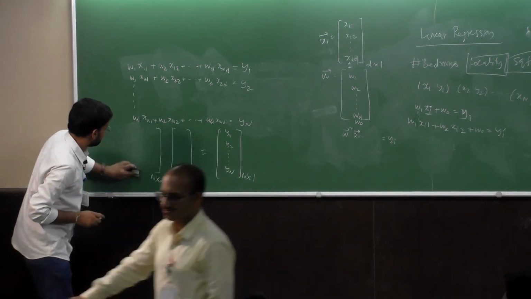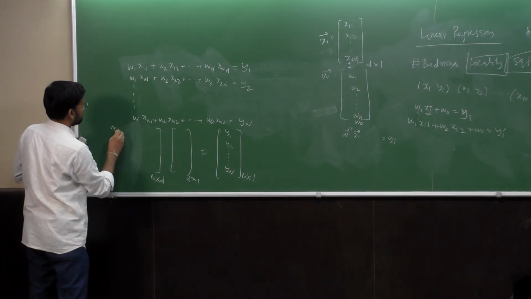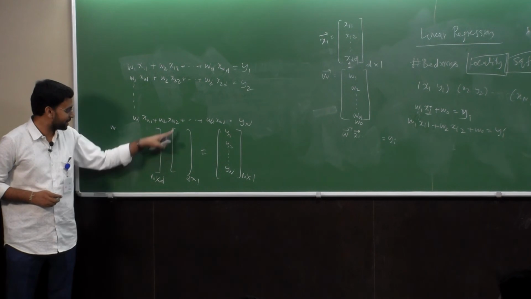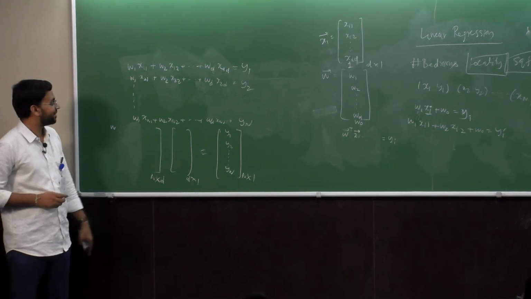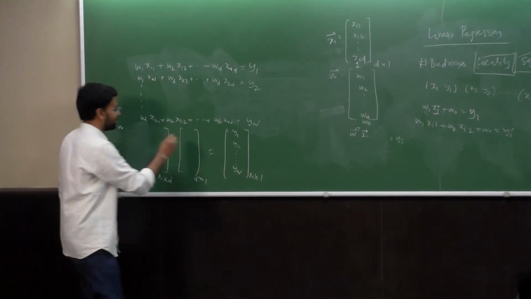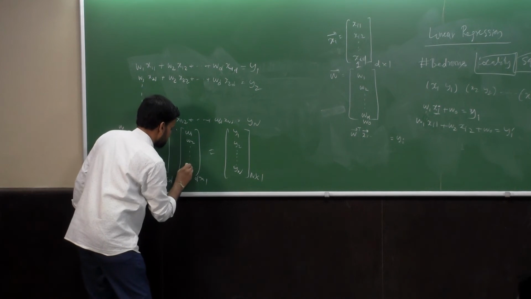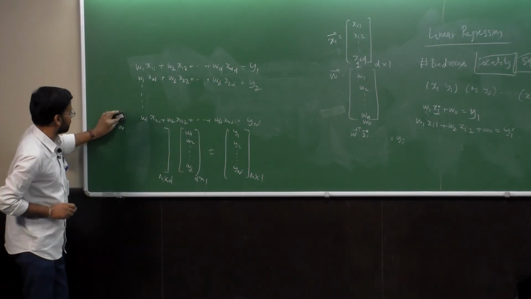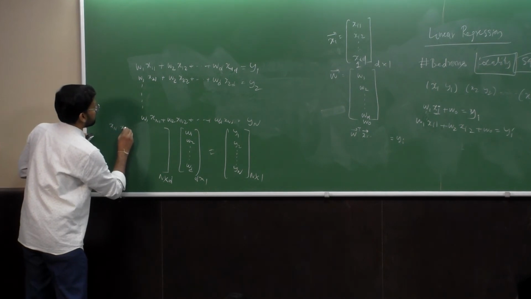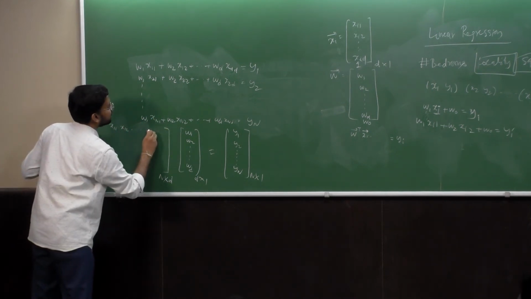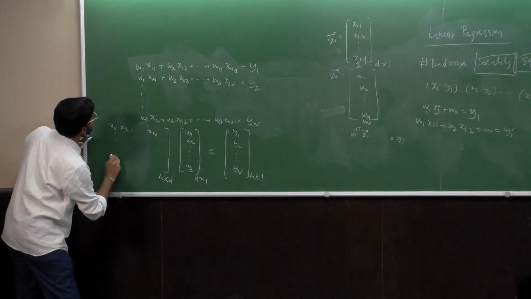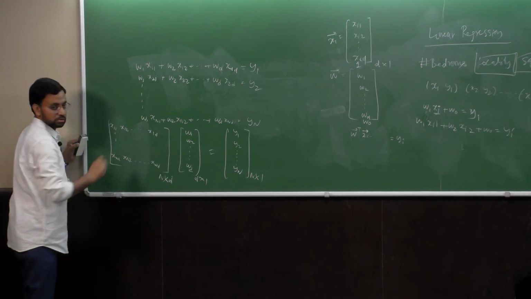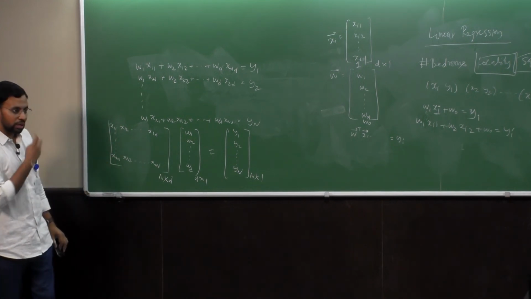Now you tell me what will come here. W or something else? First you fill the easier one. What is this one? D cross 1. Right. W1, W2, so on, WD. Now you tell me. This into this should give Y1. This is what you should get. Now you tell me here. Very good. X11, X12, X1D. And then the last one is xn1, xn2, and xnd. This is what you need to solve now.